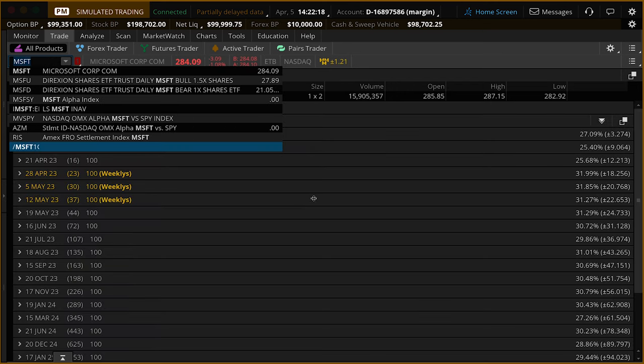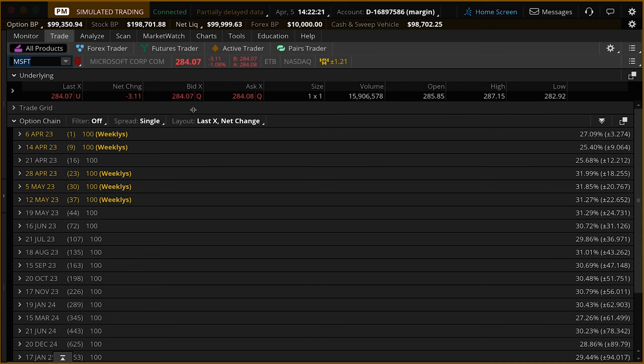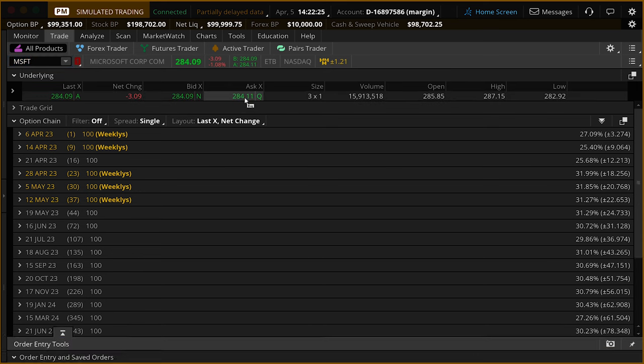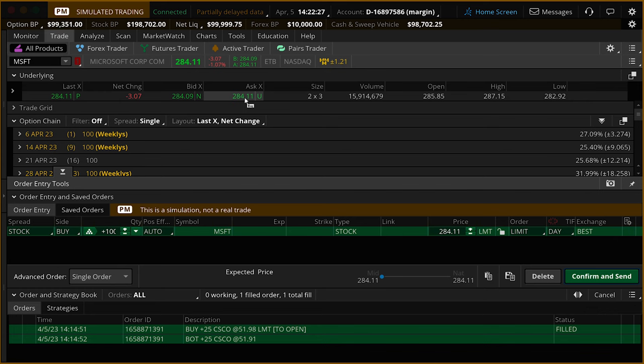And you'll notice it still pulls up the same page here, and we have our bid and ask price. Remember, to buy, we're going to go over to the ask price and click on that price right here, and that's going to open our order ticket down here at the bottom of the page. It's a stock order, again, for 100 shares of Microsoft, and by default, it pulls up a limit order just like it did before.